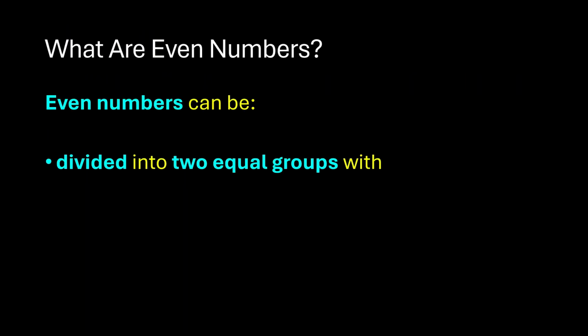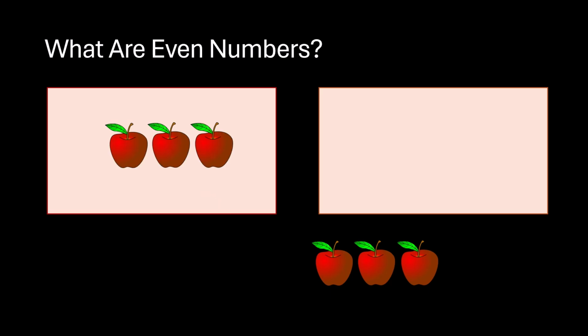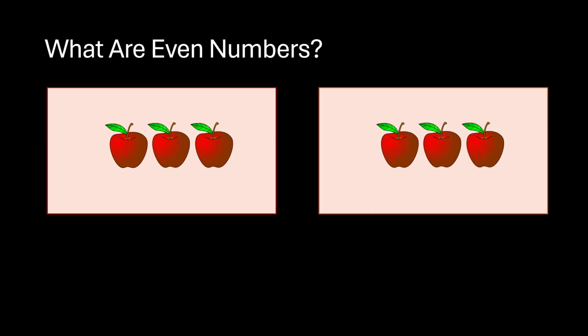Even numbers can be divided into two equal groups with nothing left over. Consider this example of 6 apples. Can we put an equal number of apples in the two boxes? If we can, without any being left out, then 6 is an even number. So let's try. 3 apples can go in one box, and 3 apples can go in the other box. Since there are no apples left over, or no remainder after sharing them out, then 6 is an even number.